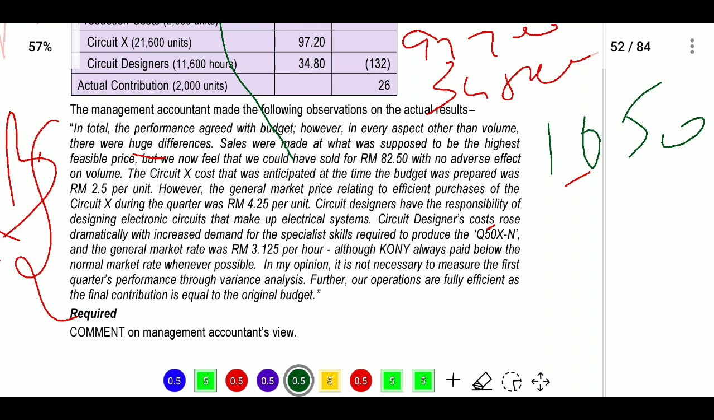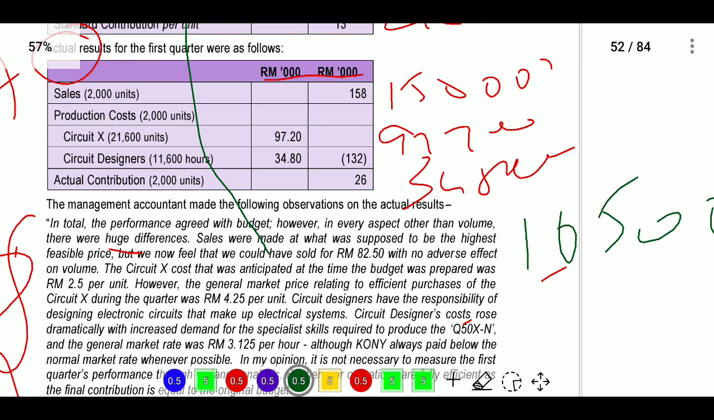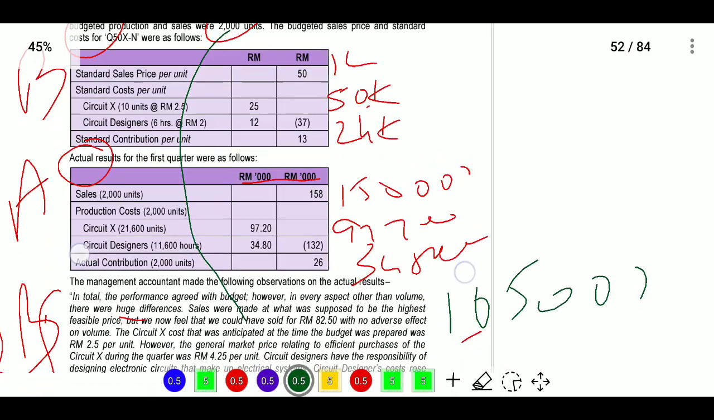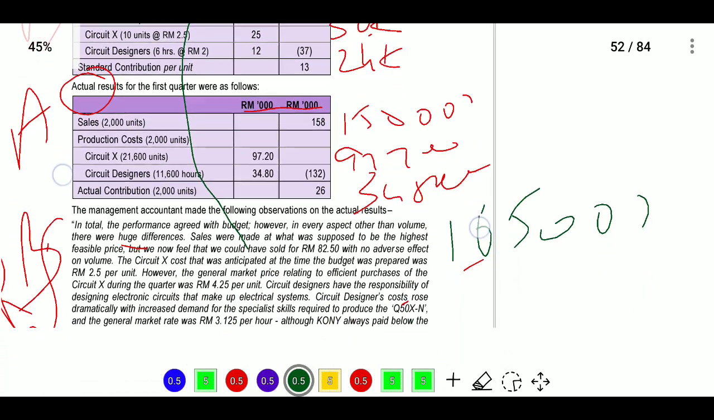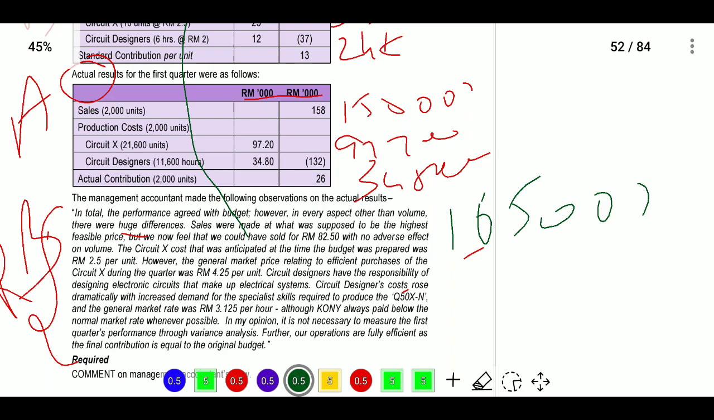Next, the circuit X cost that was anticipated at the time the budget was prepared was 2.5 per unit. However, the general market price relating to efficient purchase of circuit X during the quarter was 4.25. So 4.25 into how many units? 2000 units into 10, so 10 into 2000 into 4.25. How much will it become? 85,000. It is the revised budget.